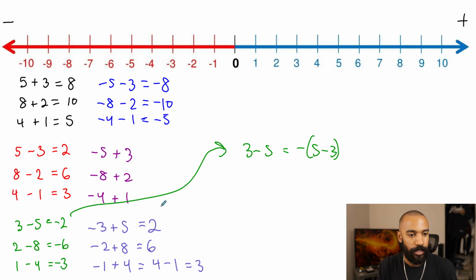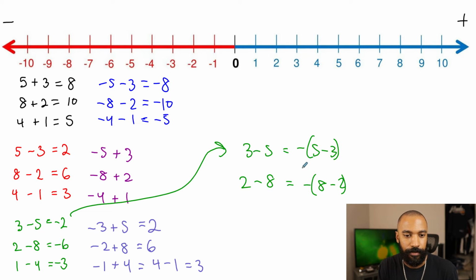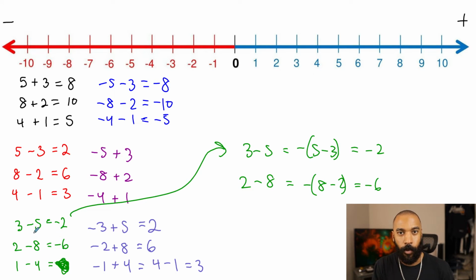Same with this one. 2 minus 8? That's like 8 minus 2, but what? The answer is negative. So 5 minus 3 is 2. The opposite of that is negative 2. 8 minus 2 is 6. The opposite of that is negative 6. So let's hide this answer. You don't know what it is. 1 minus 4 is like what? 4 minus 1, but negative. What's the answer? Negative 3. So 1 minus 4 equals negative 3.